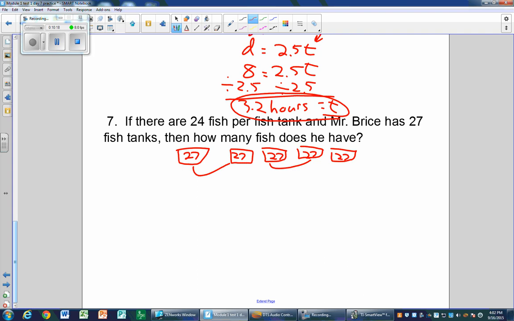Oh, what if I do 24 fish times the number of tanks, times 27, and that's going to give me how many fish I have, right? Because remember that multiplication is just a quick way of addition. So that equals 648 fish.